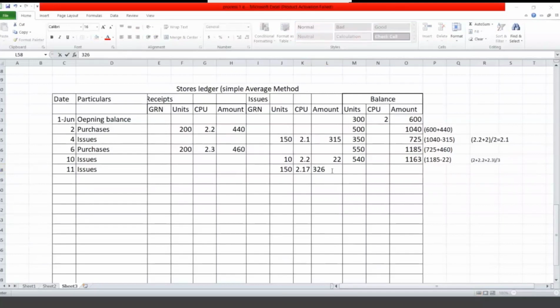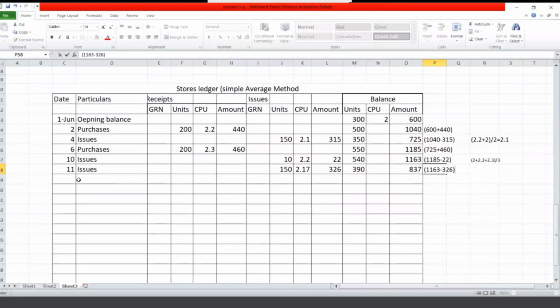So now after including this one, what is the balance? 540 minus 150, you got 390. 1163 minus 326, 837. Do you want me to mention these amounts here once again? Okay, I will write down 1163 minus 326. Now move on to the next date.